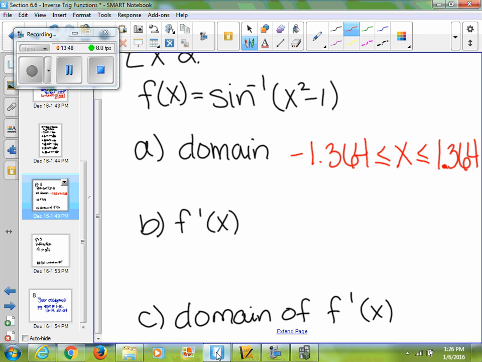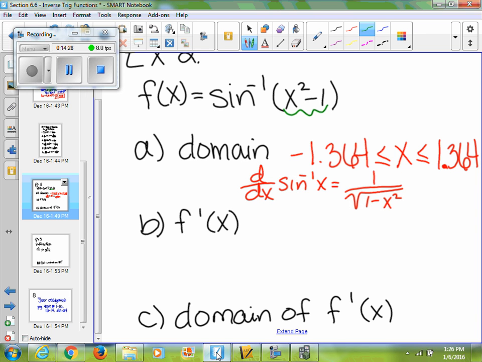The second part of what it asks me is to find the derivative, f prime of x. So let's start with what's the derivative of the inverse sine function? What was my formula for that? My derivative of just the inverse sine function is 1 over the square root of 1 minus x squared. I'm going to start by using that, but since I have more than just an x on the inside, I'm going to need to use my chain rule. So I'm going to take the derivative of the outside times the derivative of the inside.